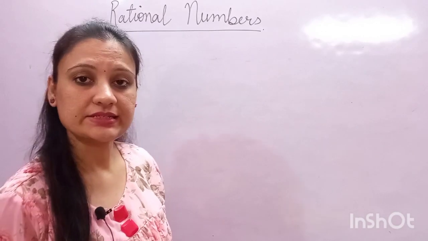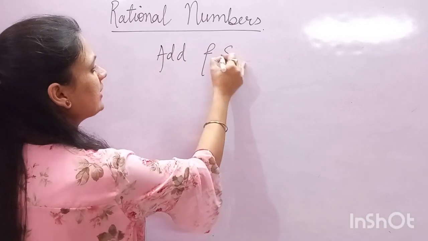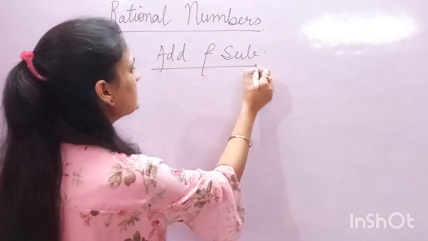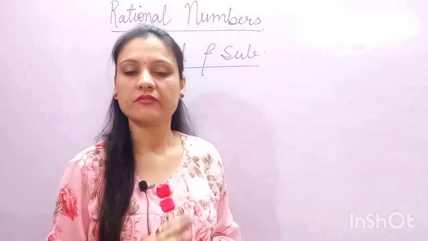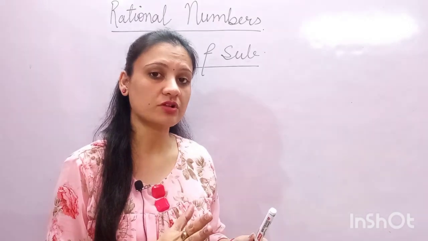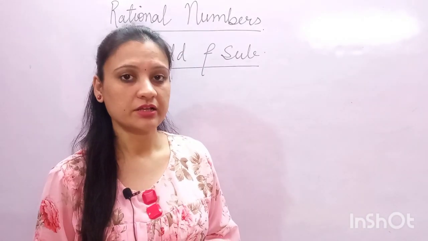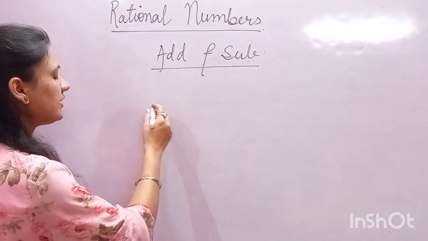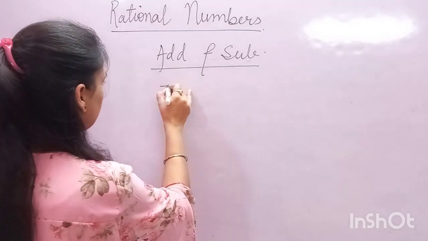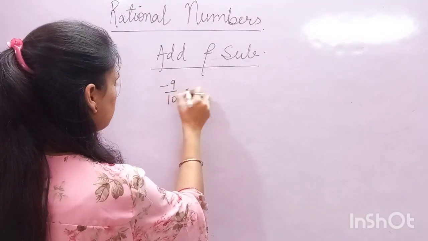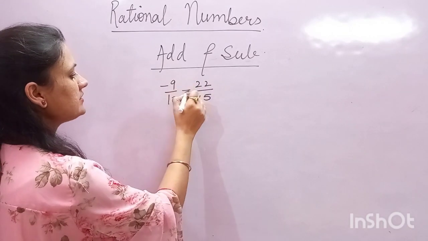Okay, now let us understand how to add and subtract rational numbers. It is exactly like we have done with fractional numbers. So you should be very clear about the concept of fractional numbers and integers, right? Because negative numbers and positive numbers are used here. So let's start. Suppose we are adding one example, 9 by 10 and 22 by 15, and we are supposed to add these numbers.